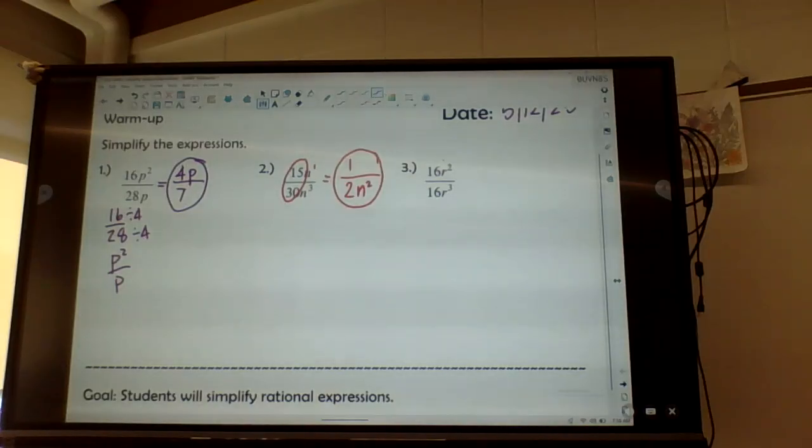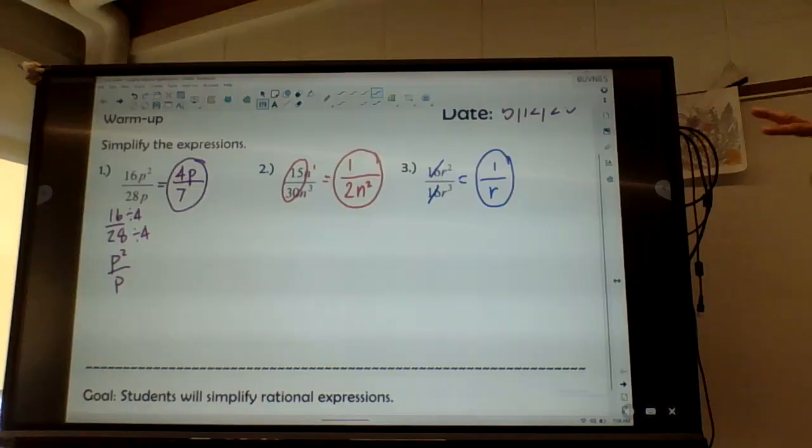And then our last one, hopefully you guys notice the 16 should just cancel, or 1 over 1 if you want to write it that way. And there's more r's on the bottom. There's 1 more. So again, we have to put a 1 as a placeholder to show that the r ends up on the bottom.